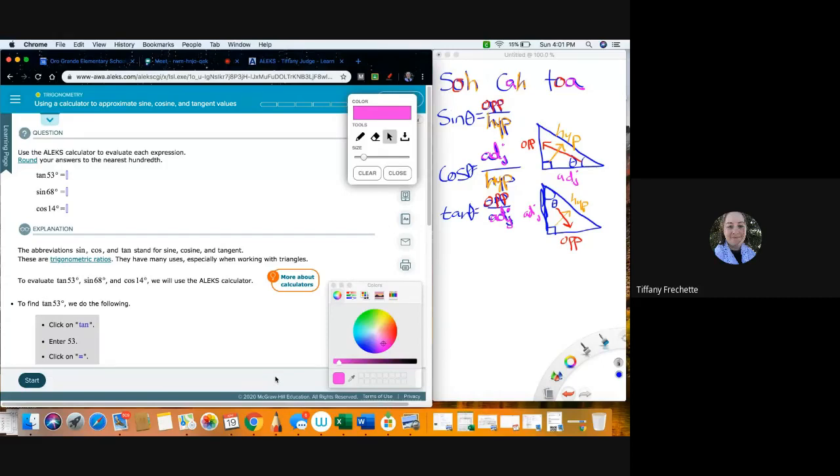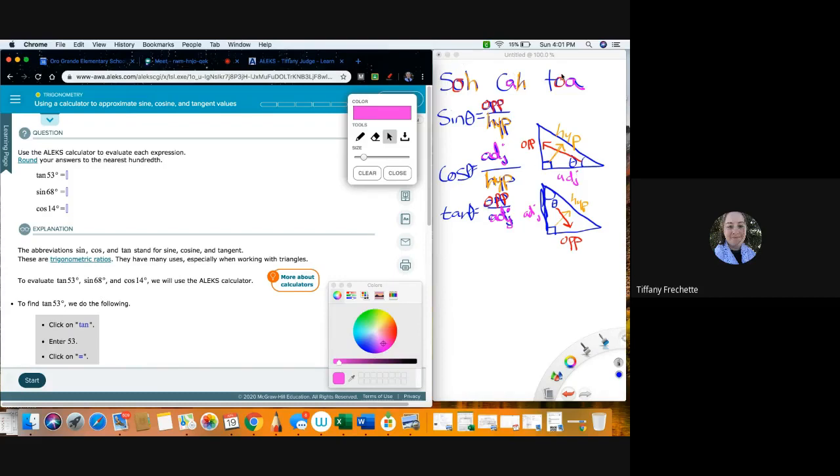Using a calculator to approximate sine, cosine, and tangent values. All right, so we've already done a couple of videos on the trigonometric functions. If you have not watched those videos, or somehow if you skipped forward to this one, I would definitely go back to make sure you understand how I got these notes over here.